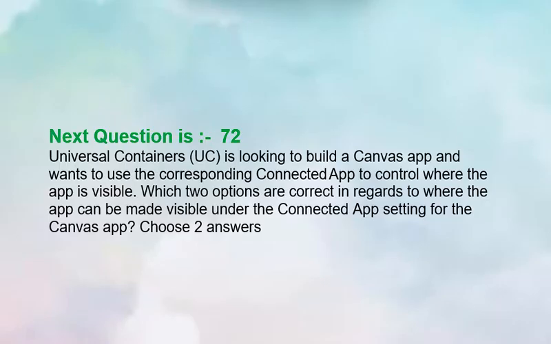Question: Universal Containers (UC) is looking to build a Canvas app and wants to use the corresponding connected app to control where the app is visible. Which two options are correct in regards to where the app can be made visible under the connected app settings for the Canvas app?